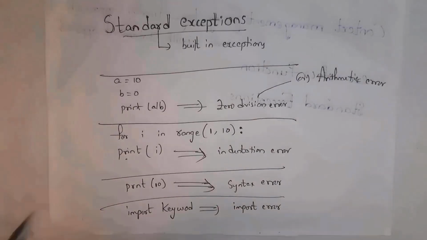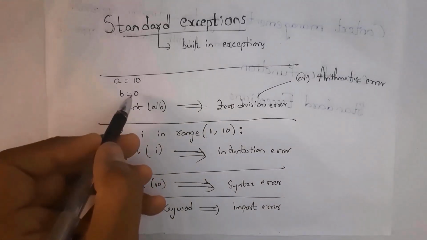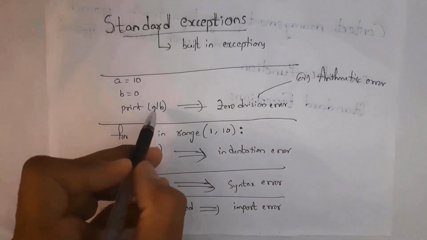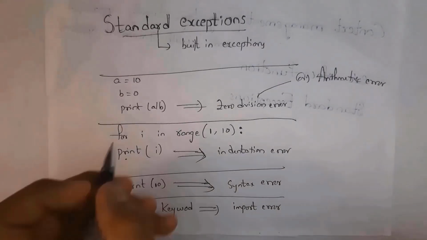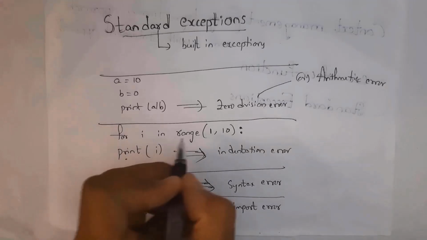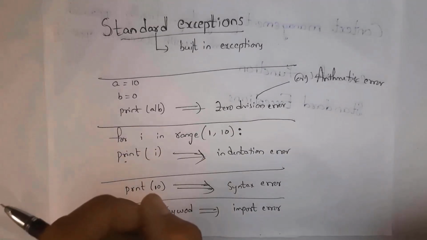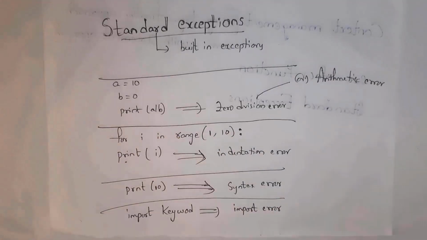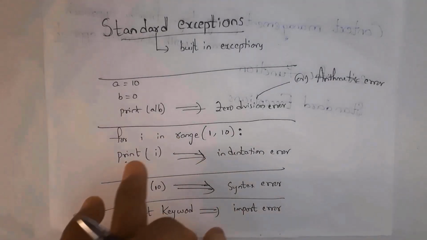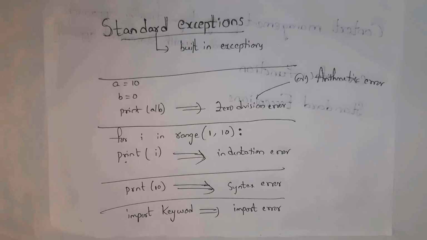For example, here I wrote a equal to 10 and b equal to 0. Whenever I write print a by b, I will get output ZeroDivisionError. And next example, I took a for loop: for i in range of 1, 10. Actually, I should follow indentation. That means after giving some space, I need to write print i. But without giving any space, I wrote print i here. So it will display output IndentationError.